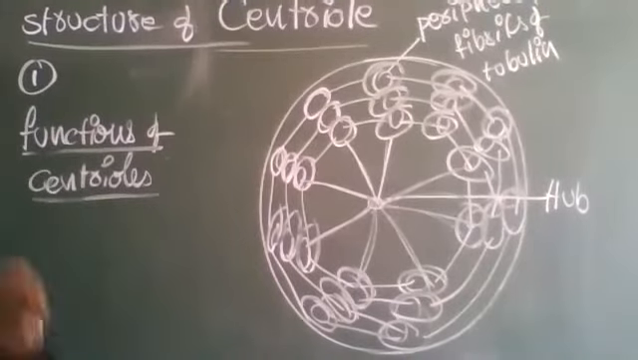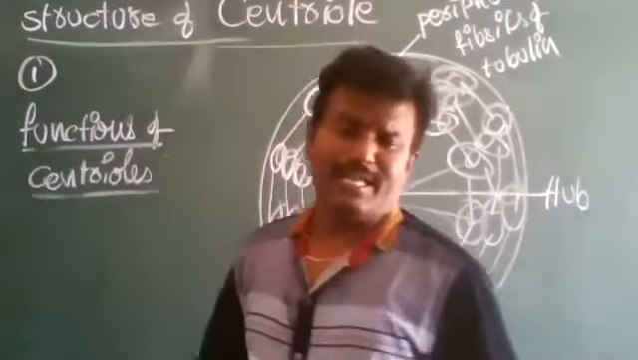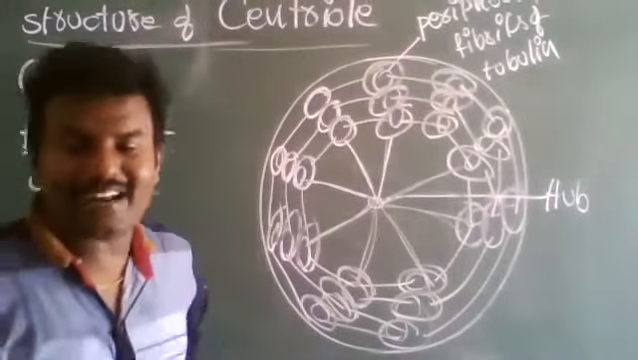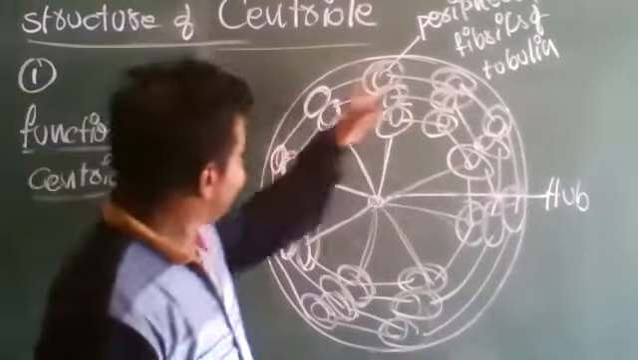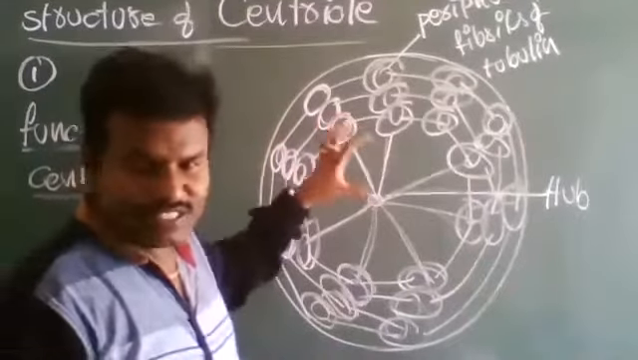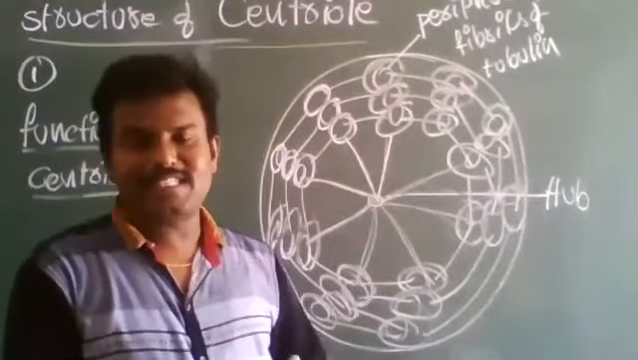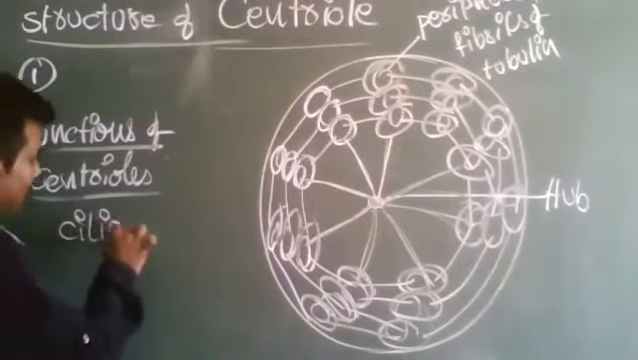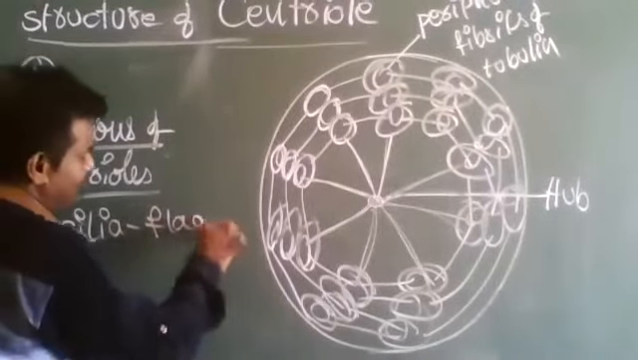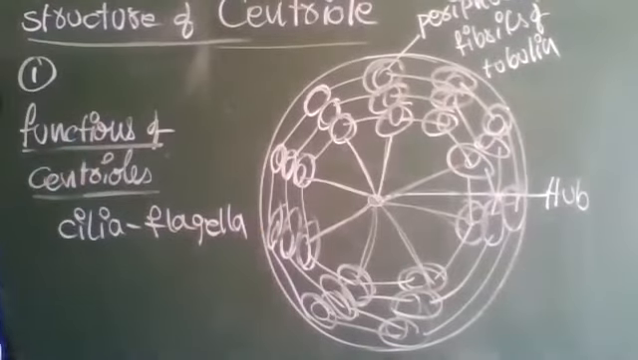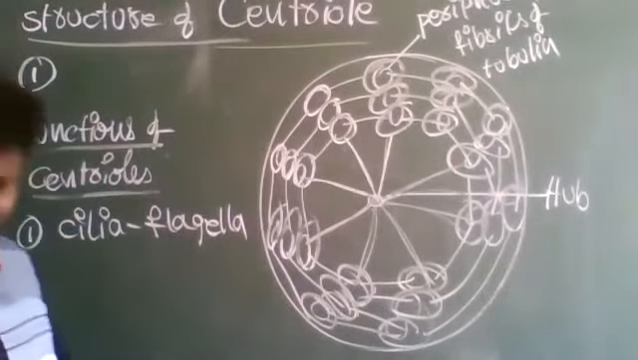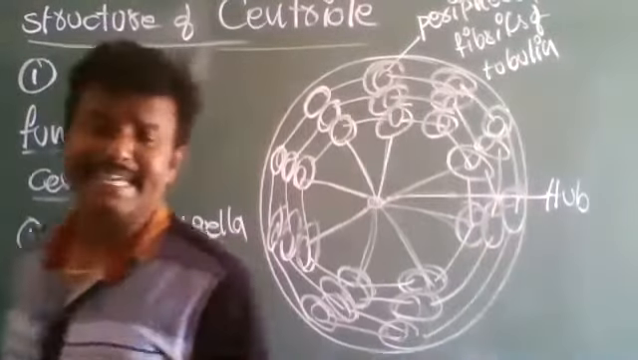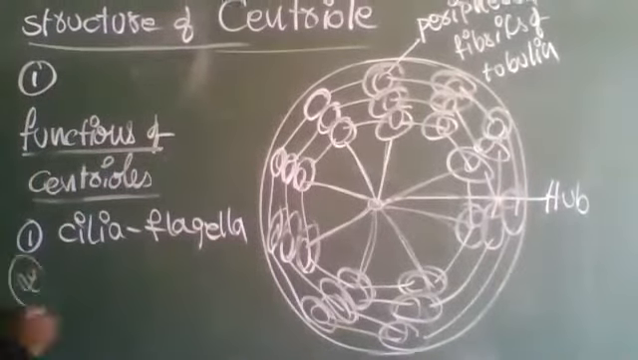So the centrioles form the basal body of cilia or flagella. This is the centriole structure. The centrioles form the basal body of cilia and flagella. This is the main function of the centrioles. Centrioles form cilia and flagella. Second function.